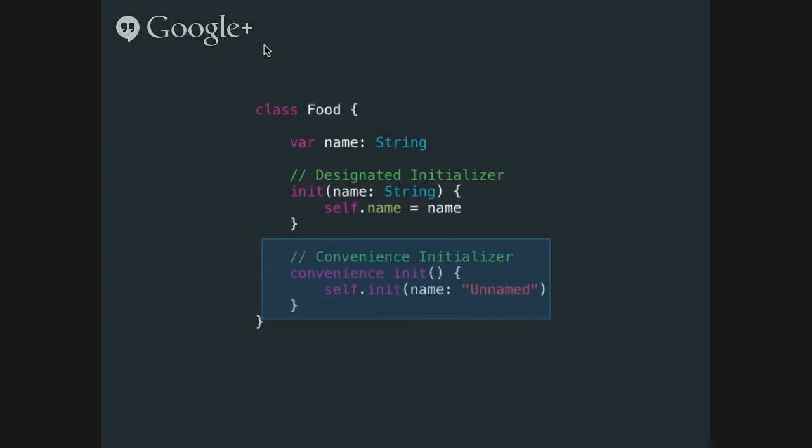How do you invoke it? Are you coming to that? How do you invoke a convenience initializer? Just like you initialize an object. That's all. With the designated one you can say var f equal to food with that one. Okay. Right? Thank you.